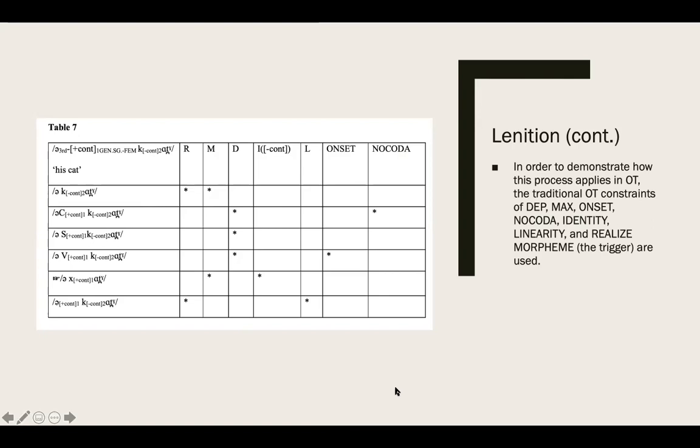Since I am working under the OT constraints that are traditionally used, like depth, max, onset, no coda, identity, linearity, and the morphophonological constraint, realized morpheme, there is a complex interaction amongst these different constraints.